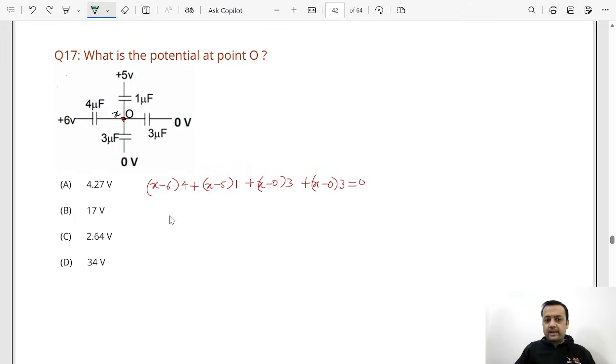So this becomes 4X, then this becomes X, then 3X plus 3X, that means 6X, and this becomes 24. I will take 24 on the RHS, so this will become 24, this will become 5, and this will be 0. So how much will this become? 6 plus 4, 11X basically, it will become 29, so X becomes 29 by 11, so that means this is 2.64. Option C will be the correct one. Let us see the next question.